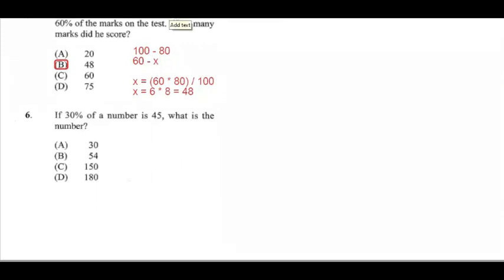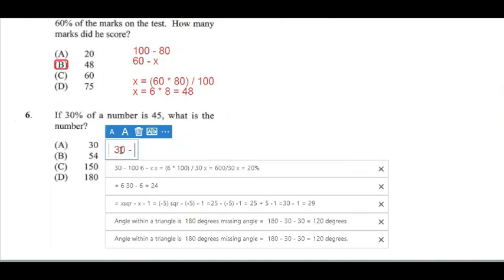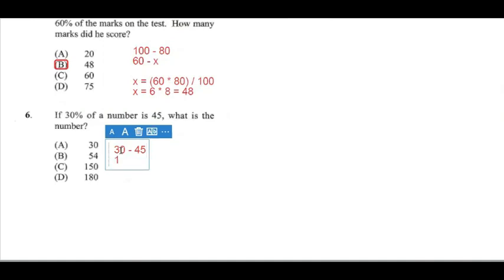Number 6, if 30% of a number is 45, what is the number? So remember, again, we're looking at percentage, and the base reference percentage is always 100%. So therefore, it's another percentage change. So 30% of a number is 45. What is the number? We're looking for 100% of that number, and that is equal to x.